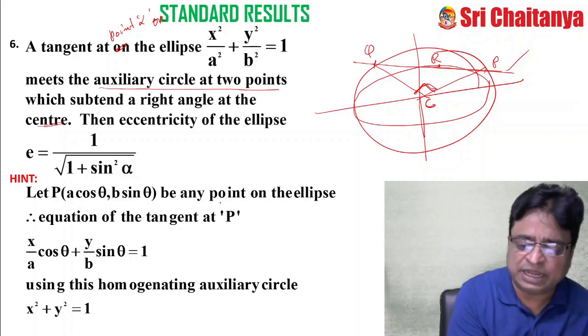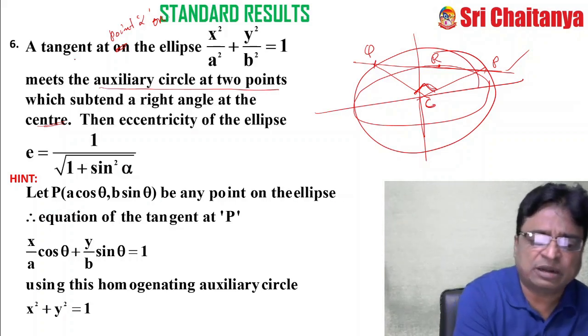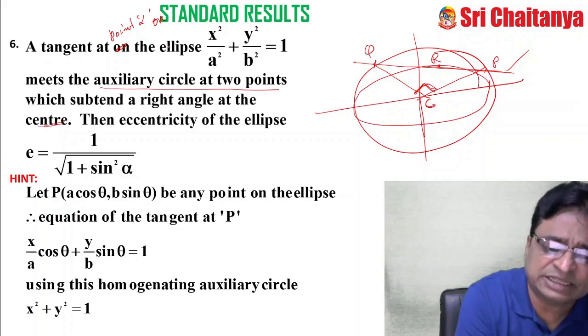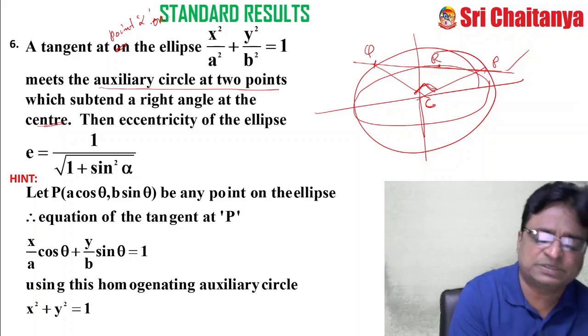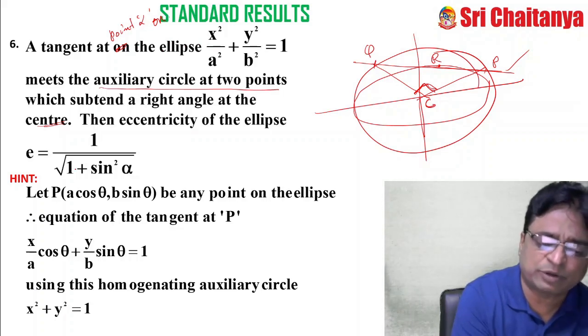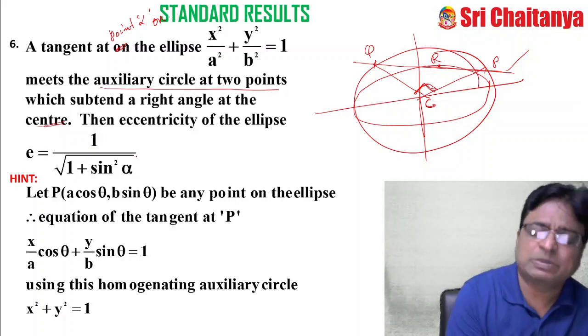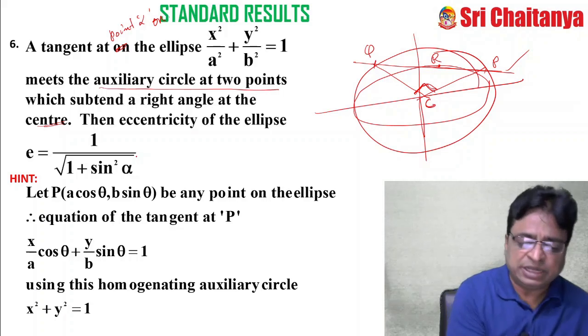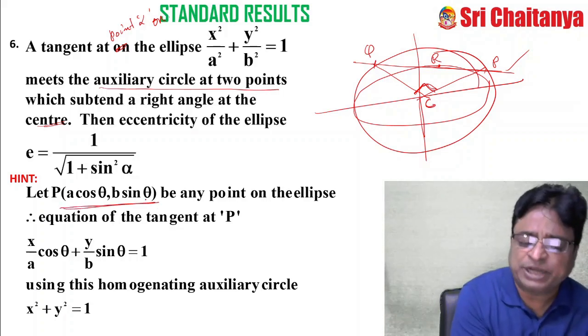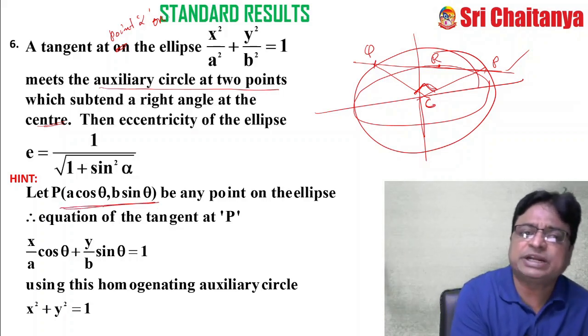Now let P be any point, any theta point, on a tangent at theta on the ellipse or at alpha on the ellipse. If it is alpha, then the answer is 1 by root of 1 plus sine square alpha. If it is theta, the answer would be 1 by root of 1 plus sine square theta. The concept is the same. Here, this is any theta point on the ellipse.